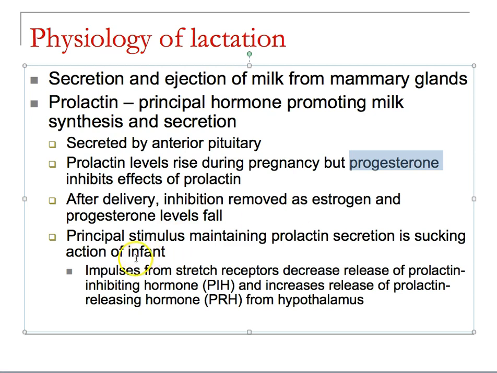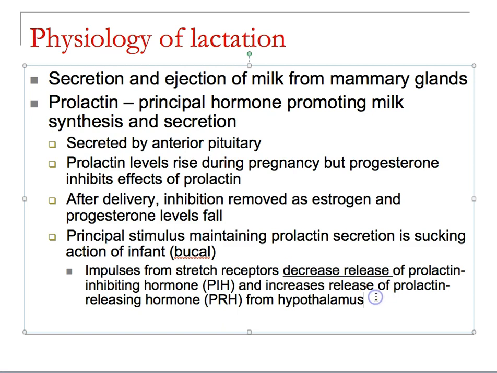So how does it actually happen? By reactions, I mean the next level of regulation. The principal stimulus for maintaining prolactin secretion is actually the sucking action of the infant. I call it buccal action, B-U-C-A-L. The stretch receptors release prolactin and decrease the release, notice this here, so it's a negative feedback system, of an inhibiting hormone, and therefore it increases the release of releasing hormone from the hypothalamus.